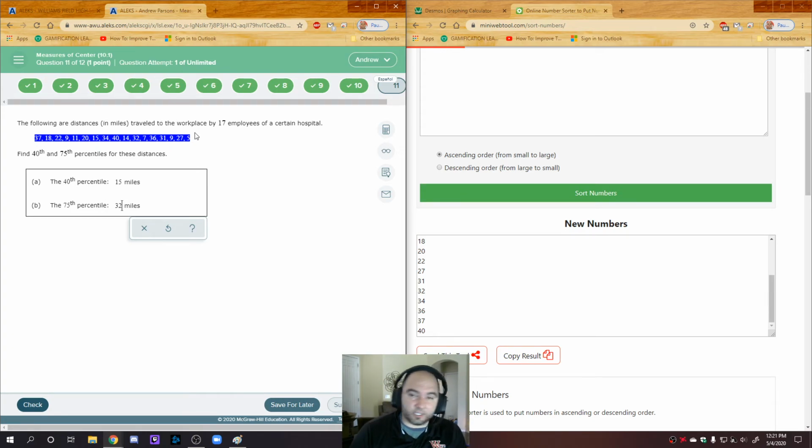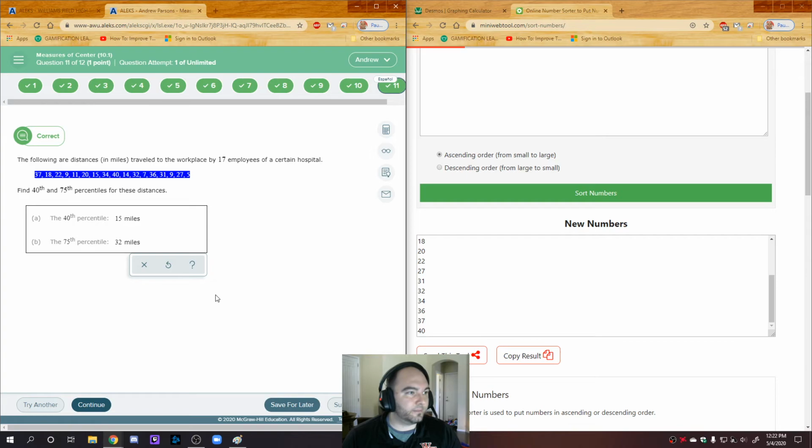This is distance traveled to the workplace by a certain hospital. So if you're an employee that drives 15 miles to get to work, you're driving more miles than 40% of the other people driving to work. 40% of the people driving to work drive less than 15 miles, technically speaking. And if you're a person that drives 32 miles, then 75% of the people drive less than you, which is gross. 32 miles is a massive drive to work. What's even more gross is that 25% of the people drive apparently more than 32 miles to get to work. Look at that, we got it right.